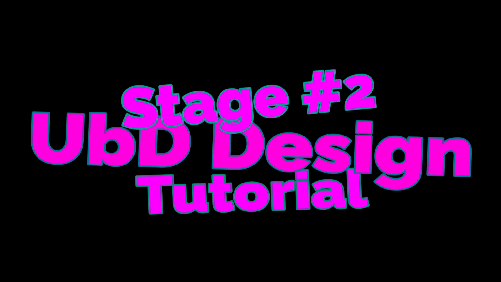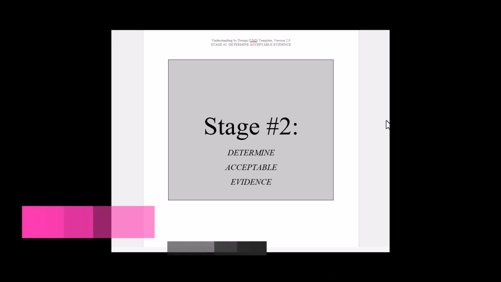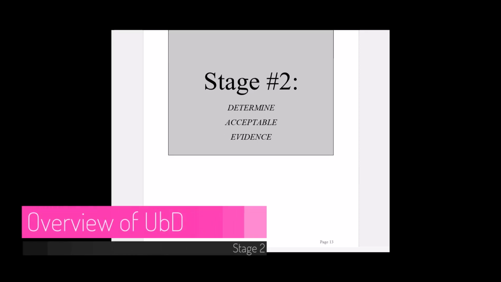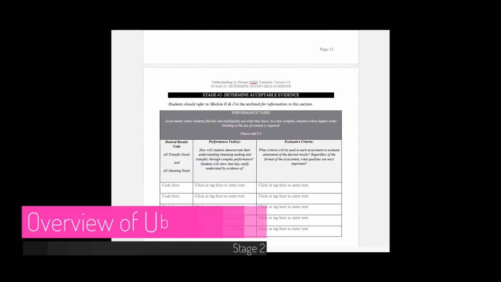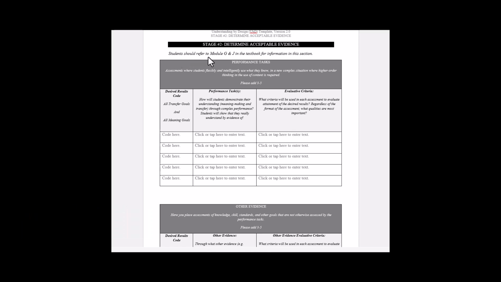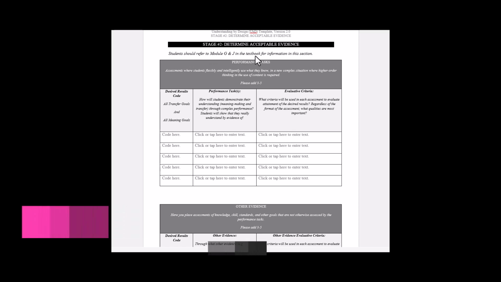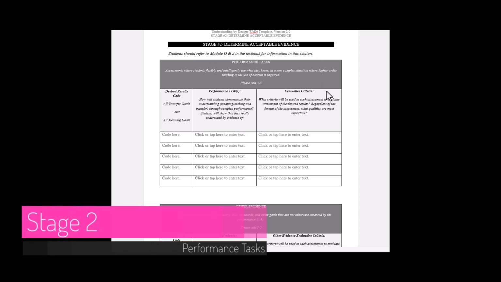Today we will be looking at stage 2 of the Understanding by Design template, Determine Acceptable Evidence. As we scroll down, we'll notice that it says we should refer to Module G and J in the textbook for information in this section. So here is where we're going to come up with about 3 to 5 performance tasks.